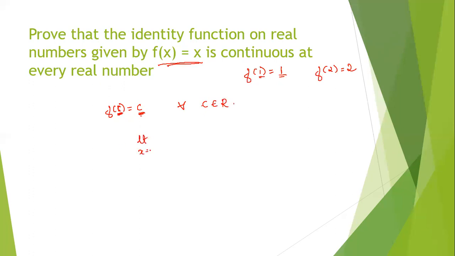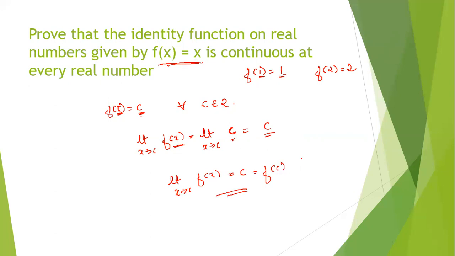Now if I take the limit, what value do I get? Limit x tending to c. So this one, f of c is what? c itself, correct? So this also we get as c itself. Here there is no x, so we get c itself as the answer. So if you see, limit x tending to c f of x is the same as c, and that is equal to our f of c. So hence the function is continuous at every real number c.